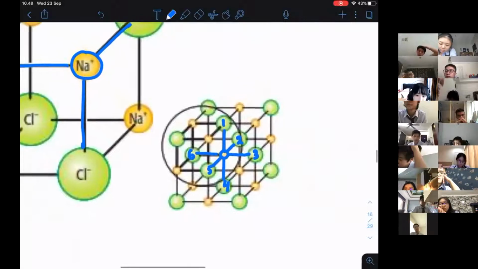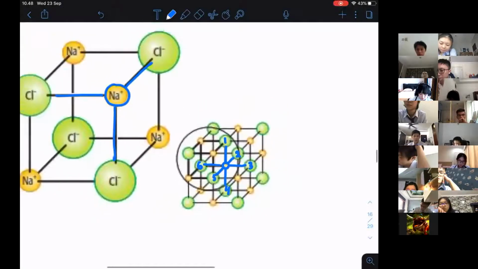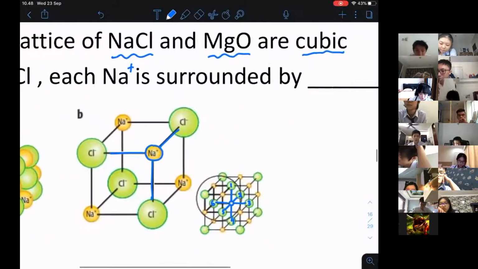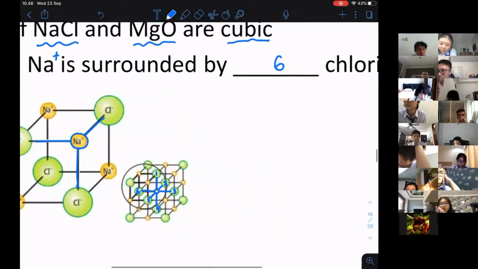I want you to memorize this. Of course, you no need to know how to draw. Sometimes if you look on YouTube, they actually show students how to draw, but it is not important for our syllabus to learn how to draw. So this one you just memorize. Each sodium ion is surrounded by 6 chloride ions.